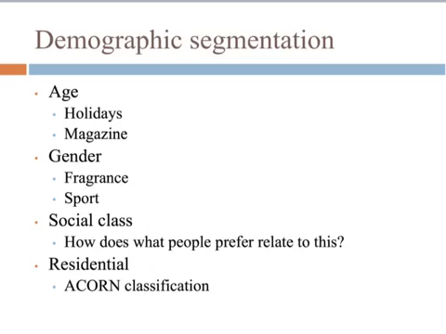So demographic segmentation, this is the first one that AQA say that we must know in detail. Demographics generally have to do with population, and the main forms of demographic segmentation are age, gender, social class, although residential or housing methods are also popular as well.